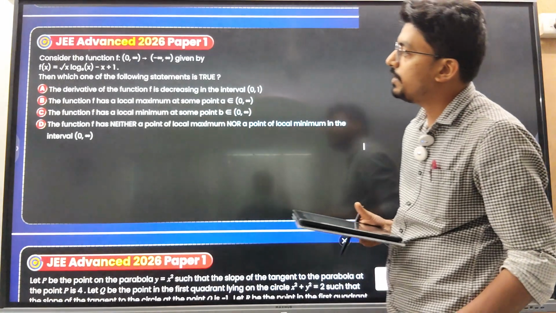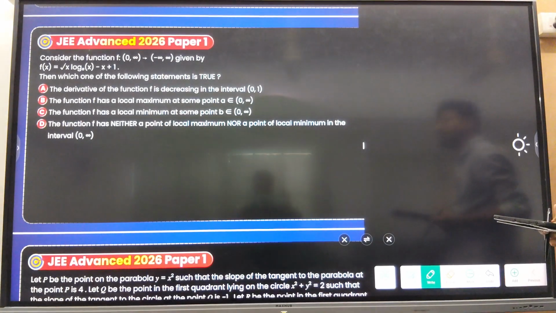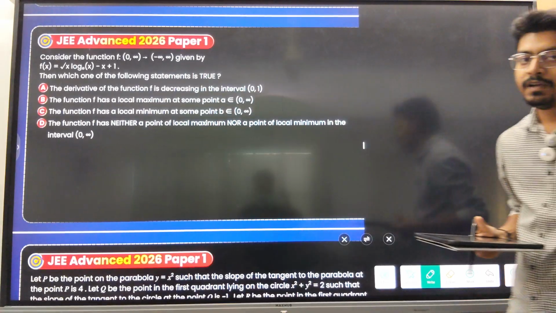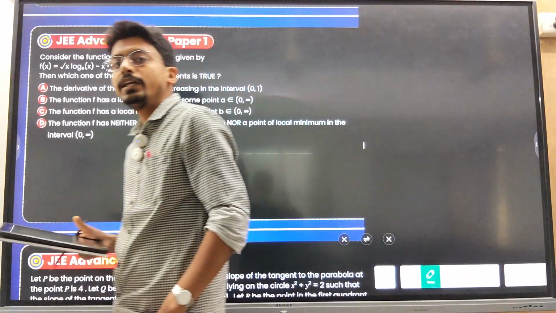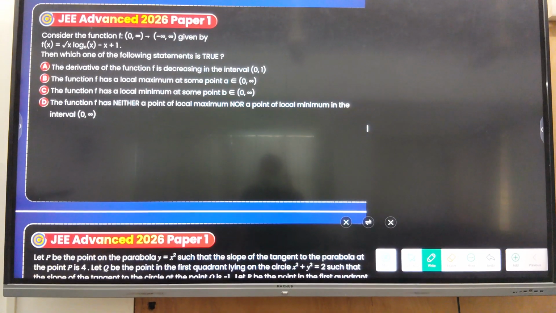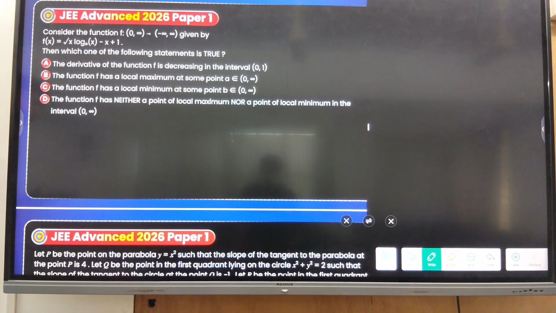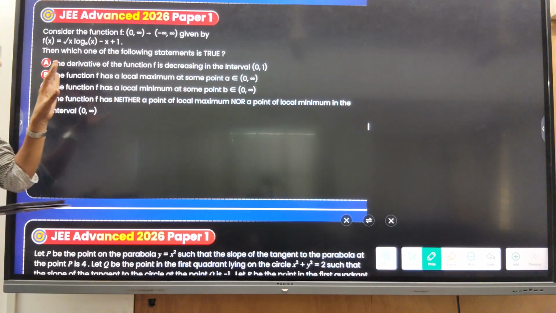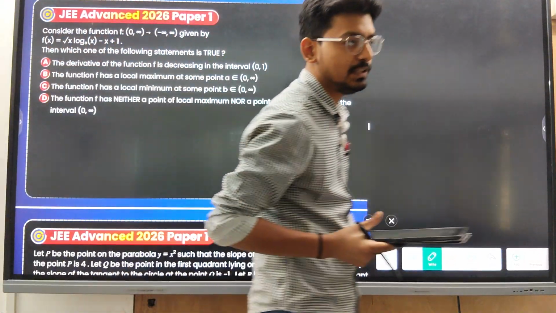Option A says the derivative of the function f is decreasing in the interval 0 to 1. They are asking about the nature of the derivative of the function. They are not asking for the nature of this function. They are asking about the nature of the derivative of this function. So first we have to find out the derivative of this function.